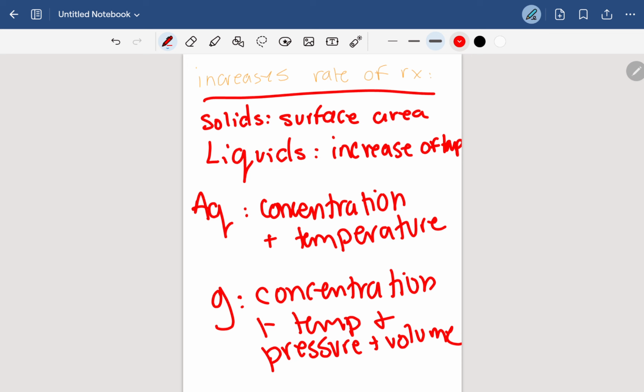So what increases the rate of a reaction? The solids, its surface area. The liquids, it's the increase of temperature. The aqueous, it's concentration and the temperature. And for the gas, it's the concentration, temperature, pressure, and volume.